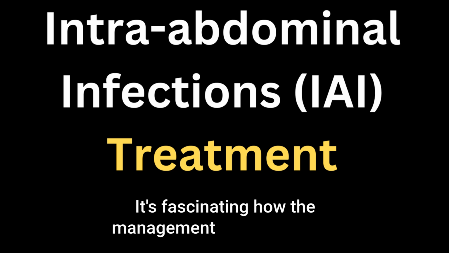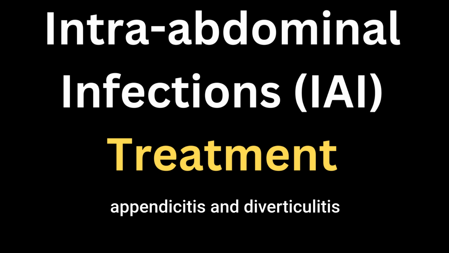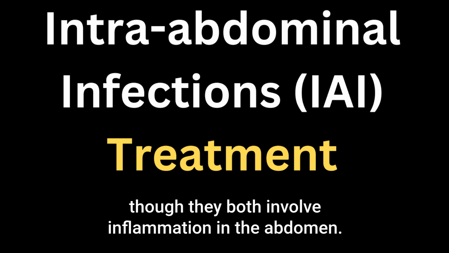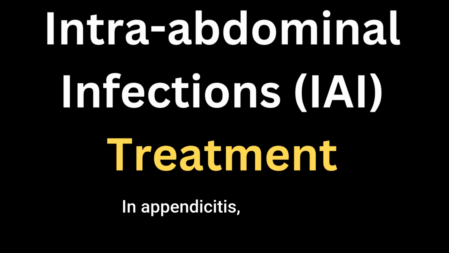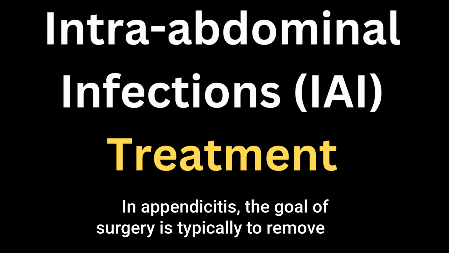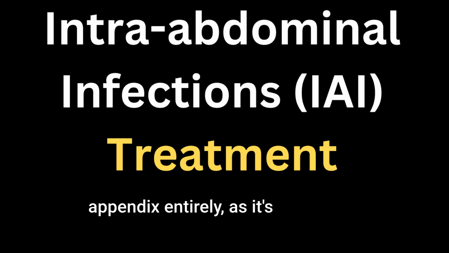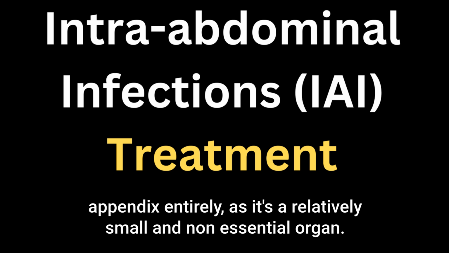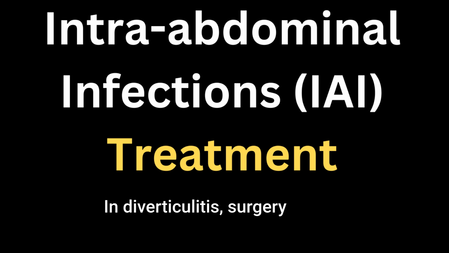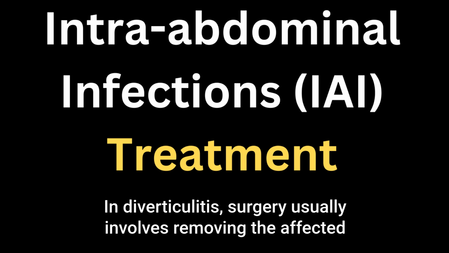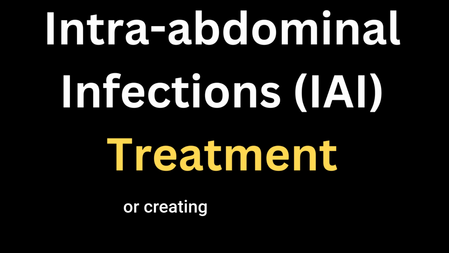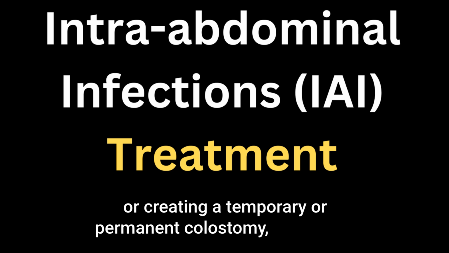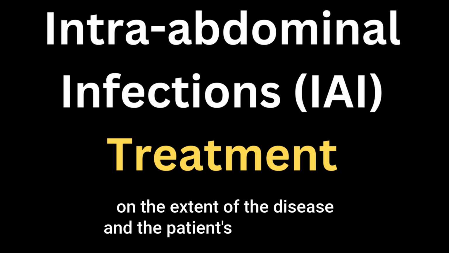It's fascinating how the management approaches for appendicitis and diverticulitis can be so different, even though they both involve inflammation in the abdomen. What are some of the key differences in their surgical management? In appendicitis, the goal of surgery is typically to remove the appendix entirely, as it's a relatively small and non-essential organ. In diverticulitis, surgery usually involves removing the affected portion of the colon, either reconnecting the healthy ends or creating a temporary or permanent colostomy, depending on the extent of the disease and the patient's overall health.